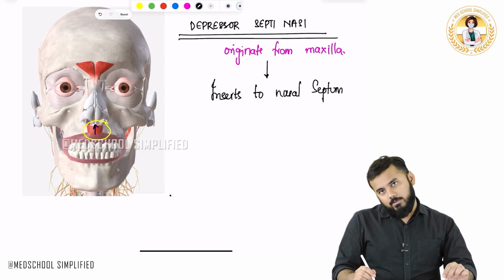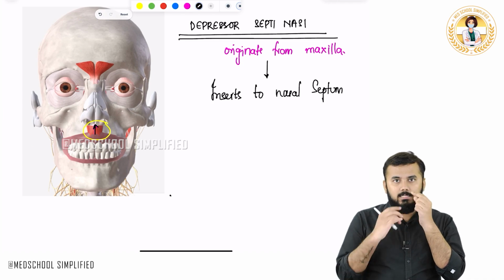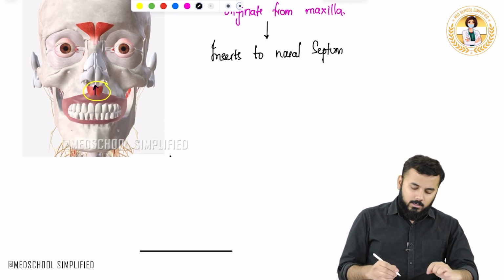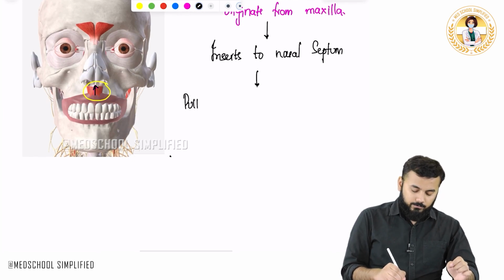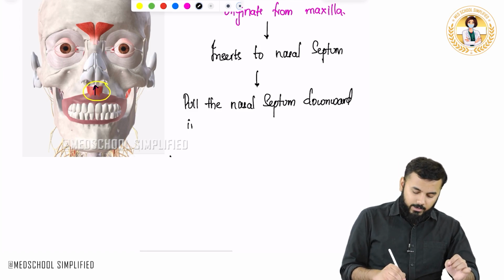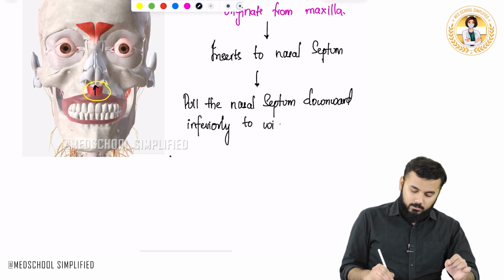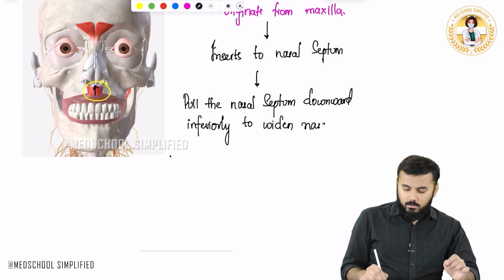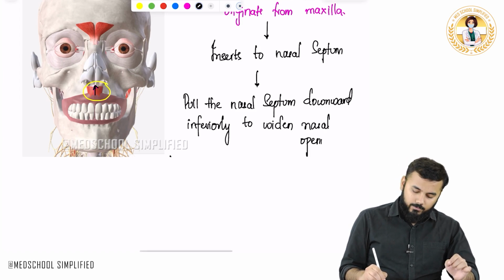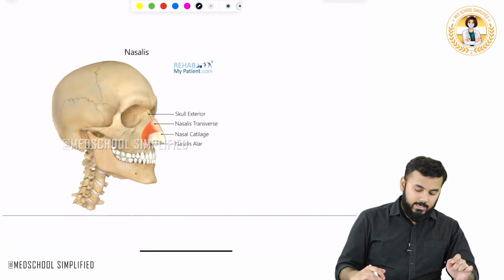What is the function of this muscle? It will pull the nasal septum downward, inferiorly, and as a result the nasal openings are widened. So it pulls the nasal septum downward to widen the nasal opening. Okay, right. The next important muscle here is the nasalis muscle.